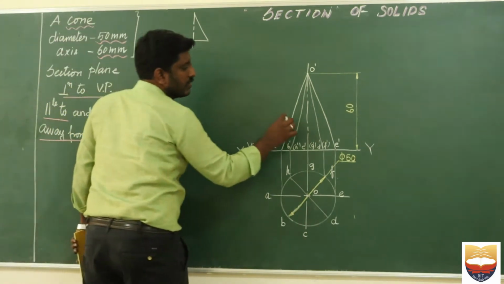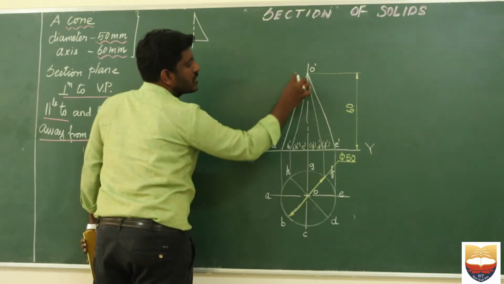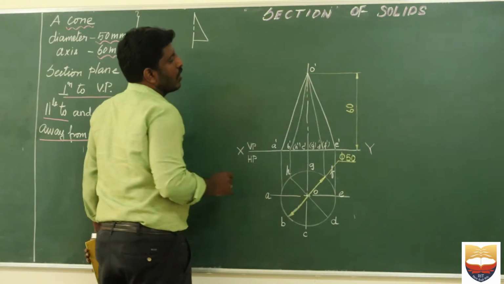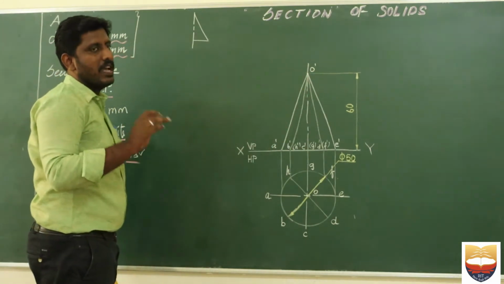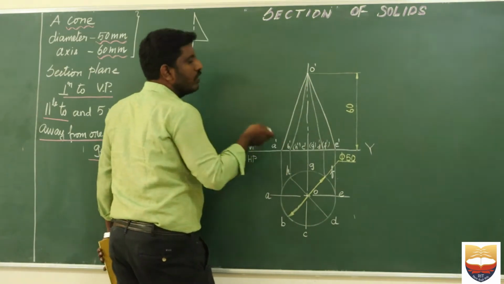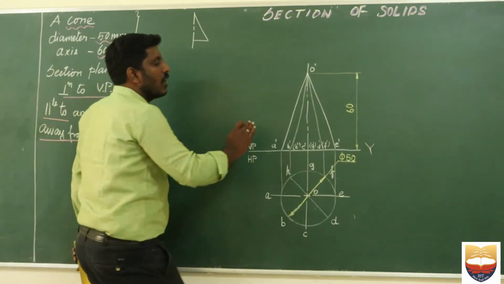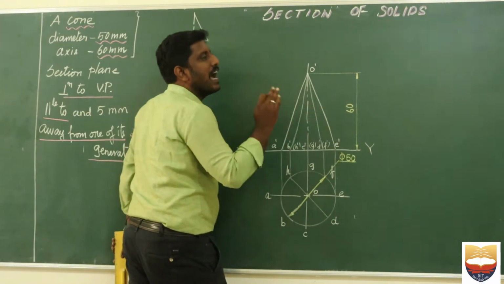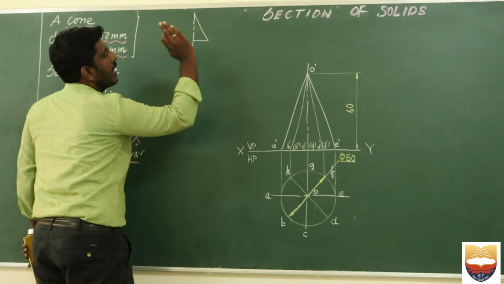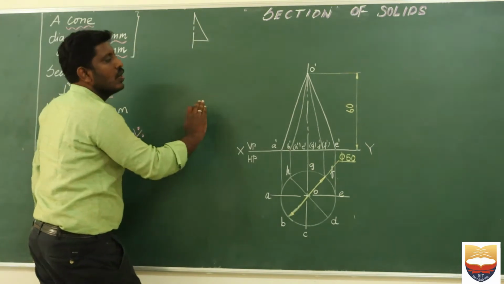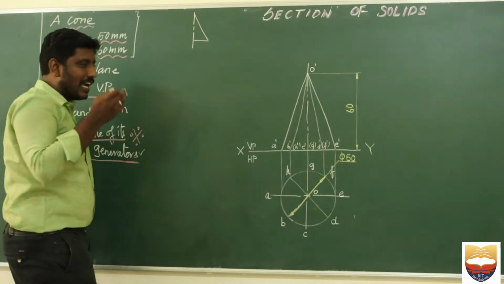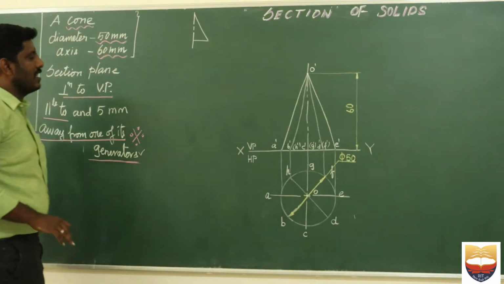So these things are called generators. For example, A dash to O dash, B dash to O dash, H dash to O dash. All these are called generators. In the basics of a cone, only the last two generators will be drawn as solid lines, because all these generators are imaginary. Why is it called imaginary? Because we are rotating a right angled triangle in order to generate a cone. Hence it is called a generator, and that is the reason why it is called an imaginary line.